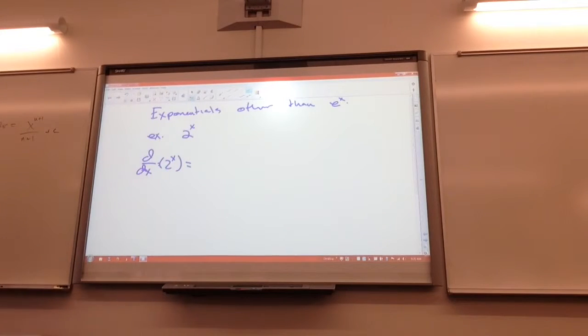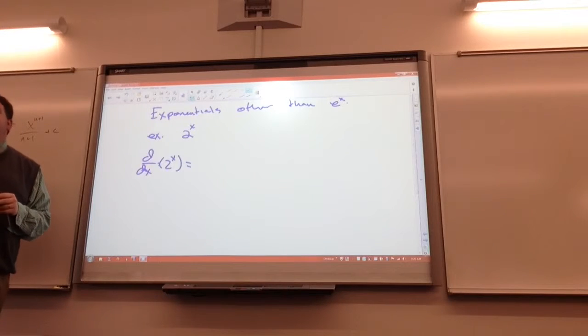Now, if you remember when I did things with logarithms, when it wasn't in terms of the natural log, what did I do? I converted to the natural log. I rewrote it in terms of the natural log, right? So what do you think I'm going to have to do to 2 to the x? Convert it to e. Rewrite it in terms of e.